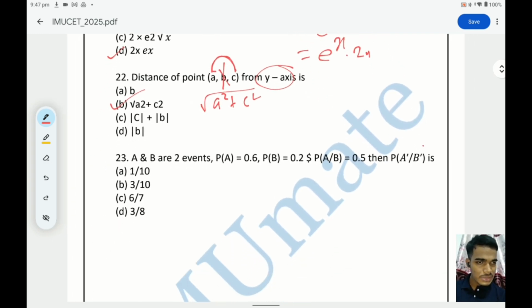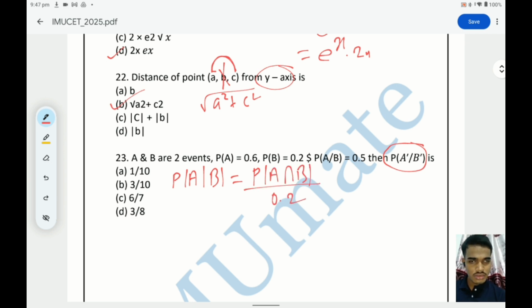We have to find P(A'|B'). Okay, so we know that P(A|B) is intersection upon P(B), and P(B) is 0.2 here. And this one is here 0.5. So intersection will be what? Intersection will be 0.1. If we cross multiply, we will get intersection is 0.1.